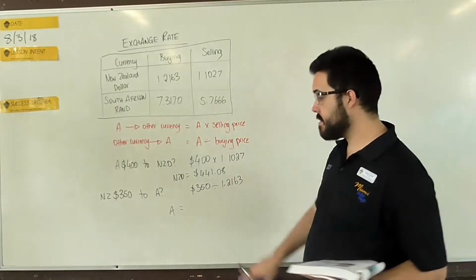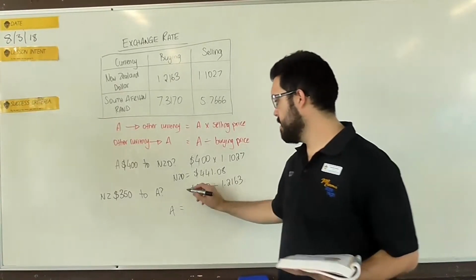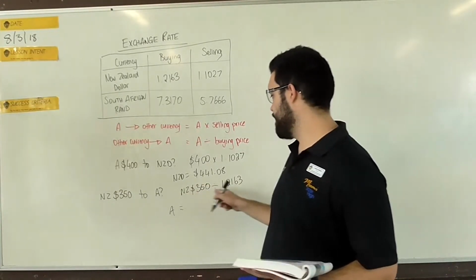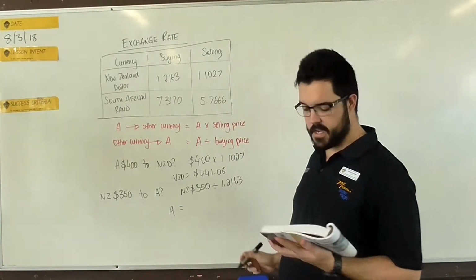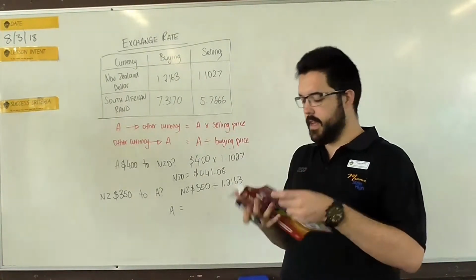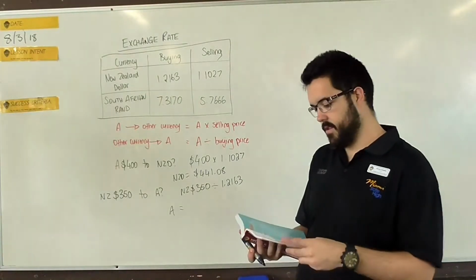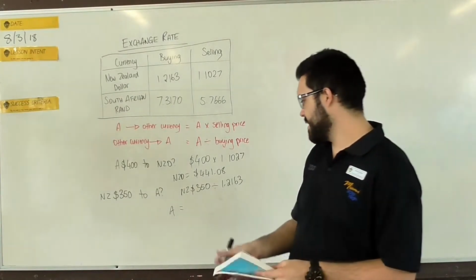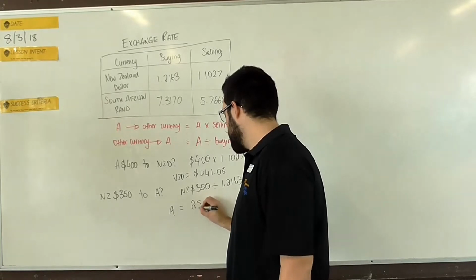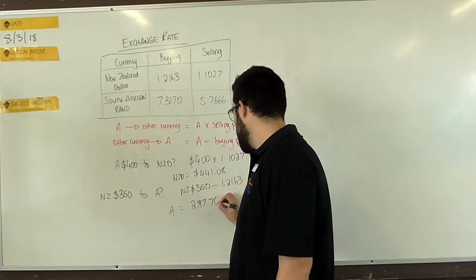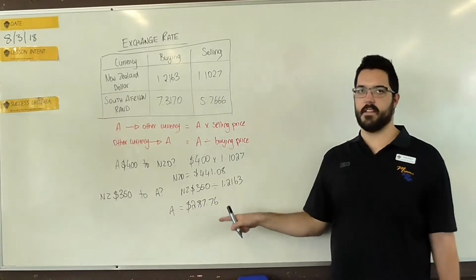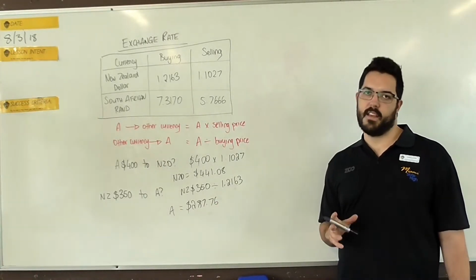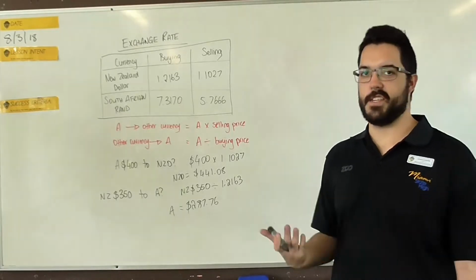Anyway, back to this. We have about 350 New Zealand dollars divided by the buying price for New Zealand dollars, and that's going to equal, let's have a look, 287.76. So you can see my Australian dollars are significantly less than my New Zealand dollars there. But that's essentially how we exchange our currency.